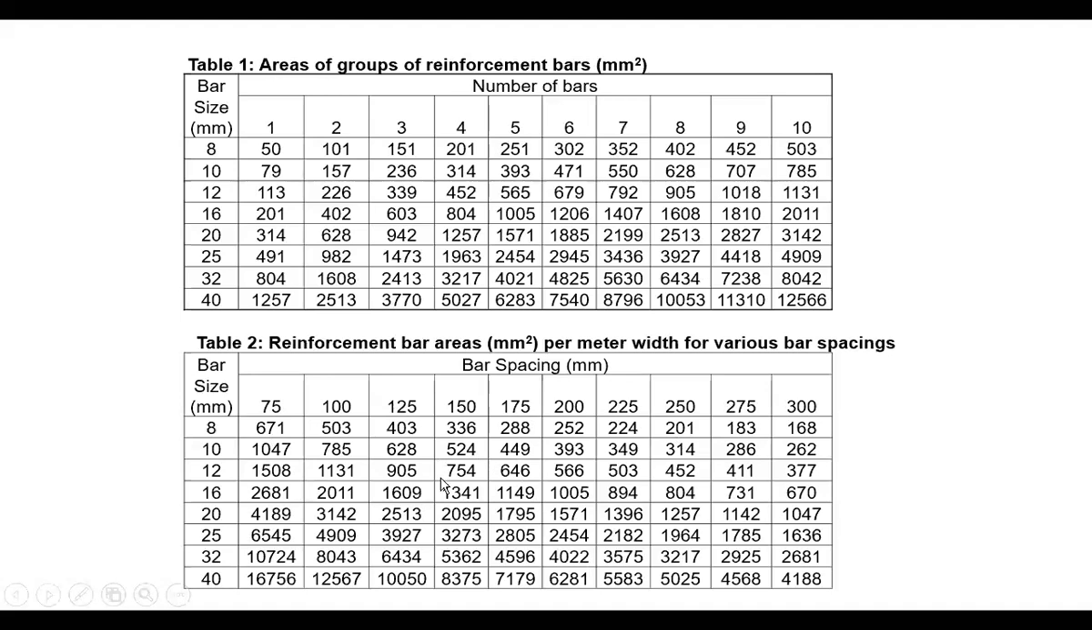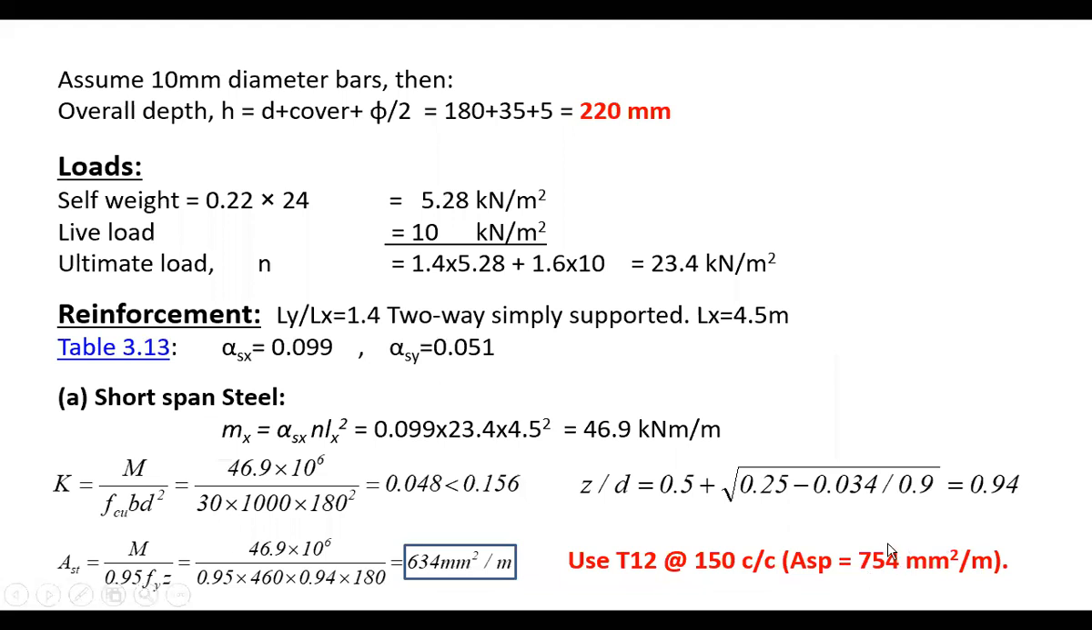Why did I do that? Because when I used this area, with T12 spaced at 175, and I checked the deflection, it was not safe. It was very close to the safe value. So what I did, I increased the reinforcement from 646 to 754, and I checked the deflection, and it was safe. So this is why I chose T12 spaced at 150. So this will be the As provided, 754, and the reinforcement T12 is spaced at 150. This is, of course, per each meter in the short direction.